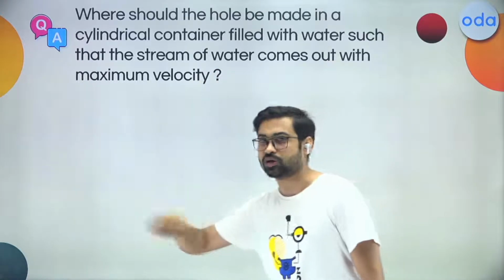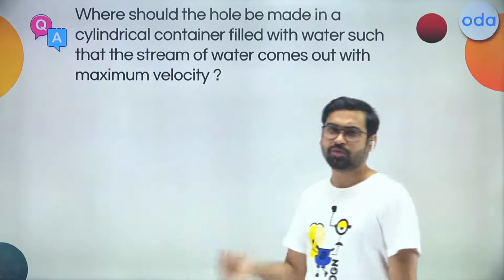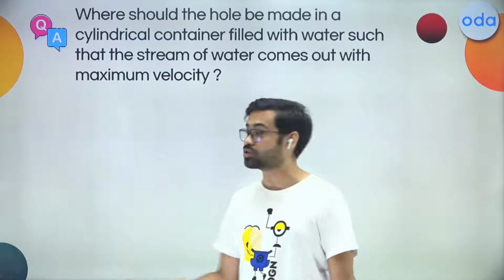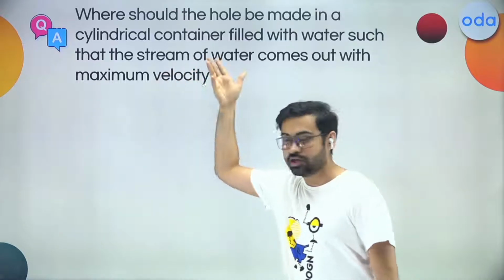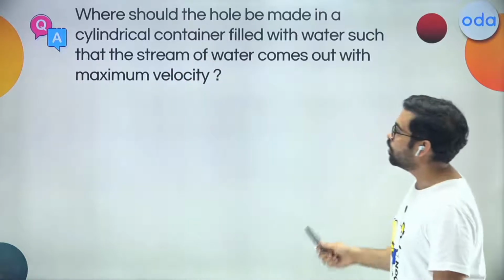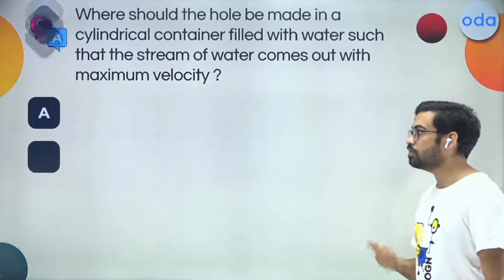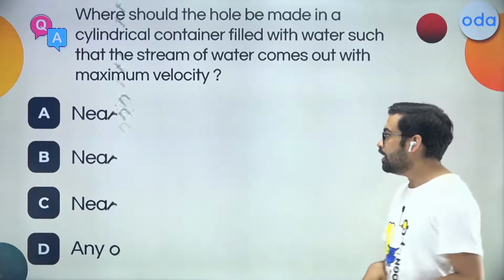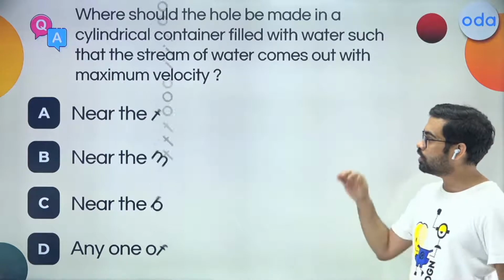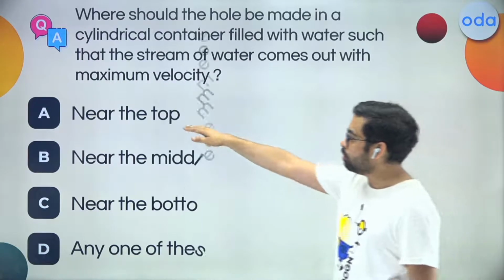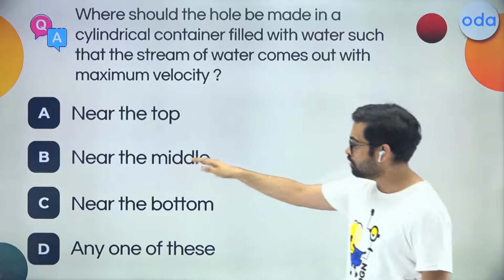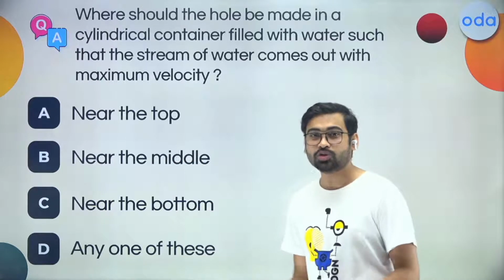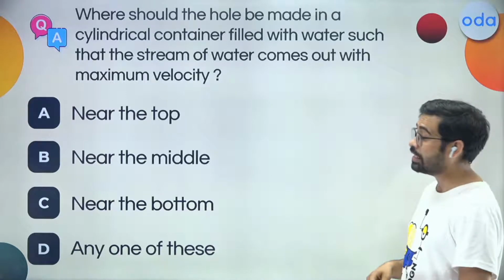If you make a hole, water will obviously come out. It might come out with some low velocity, it might come out with greater velocity. We want exactly the maximum velocity. What will you do? Where exactly will you put that hole? The options might help you out over here. It says that if you put it near the top, or near the middle, or near the bottom, which one is actually going to get you the maximum stream velocity?